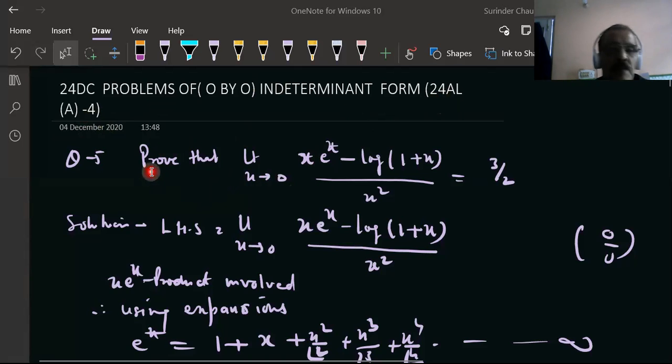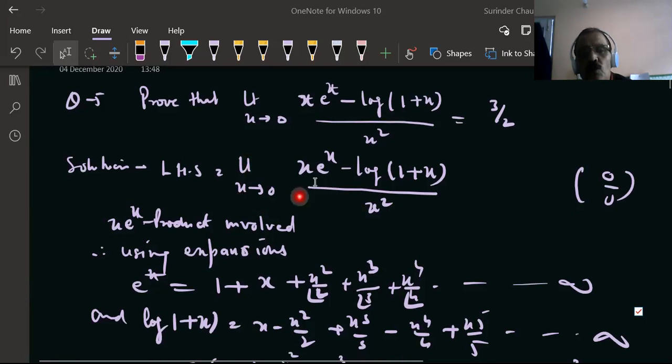So the next problem is: prove that the limit as x tends to 0 of (x e^x minus log of 1 plus x) upon x squared is equal to 3 by 2. Taking the left hand side, limit x tends to 0 of (x e^x minus log of 1 plus x) upon x squared. Put x equal to 0 to check whether we can apply L'Hospital's rule or not. Putting x is 0, we get 0 into e^0, minus log of 1, which is 0, so it is a 0 by 0 form. So we can apply L'Hospital's rule to this form f(x) upon g(x).